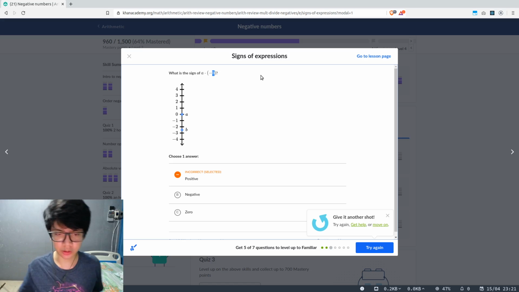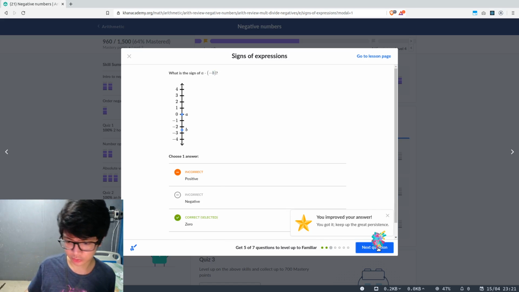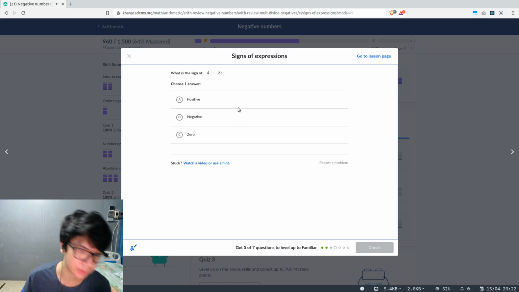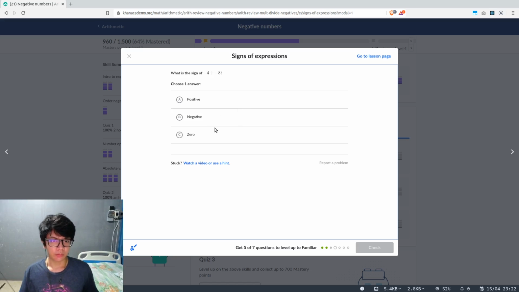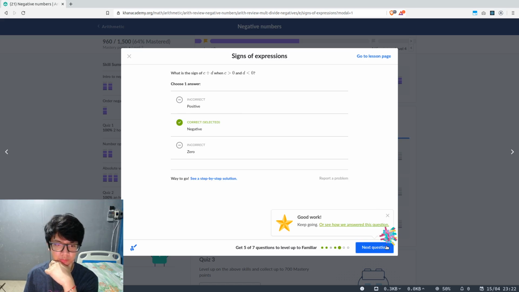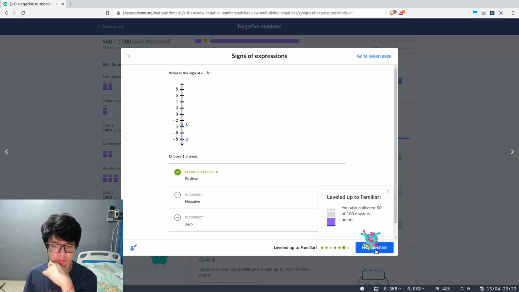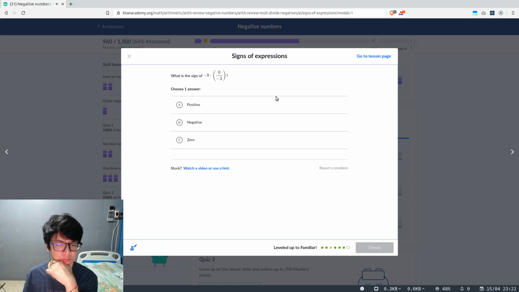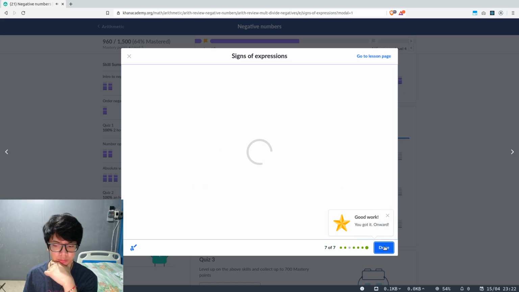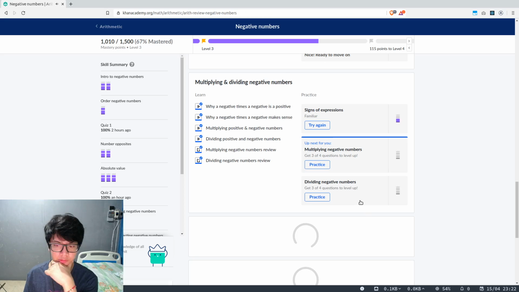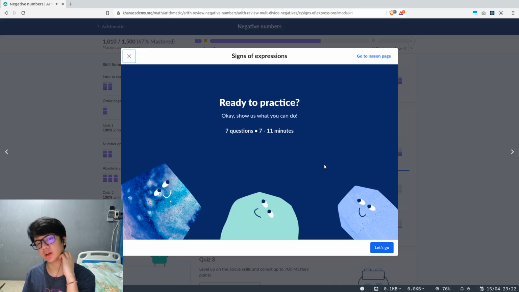Oh shit, it's 0. What the fuck? I got debated. What's the sign of 4, negative 4? Step. Sign of c divided when c is greater than negative. Sign of ab. This one's gonna be positive. 0, man. Let's try again. Got debated.